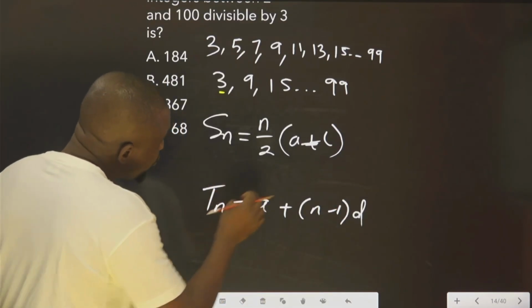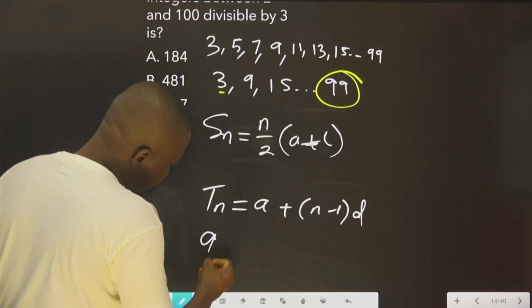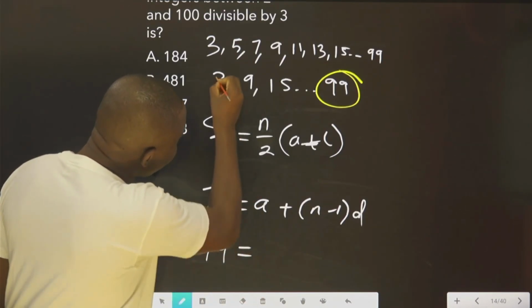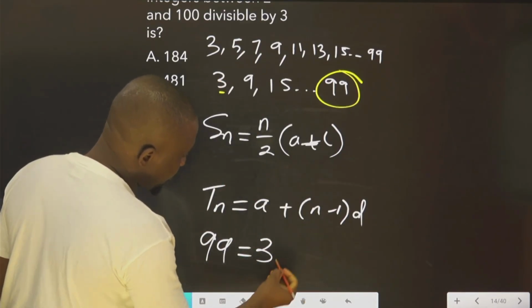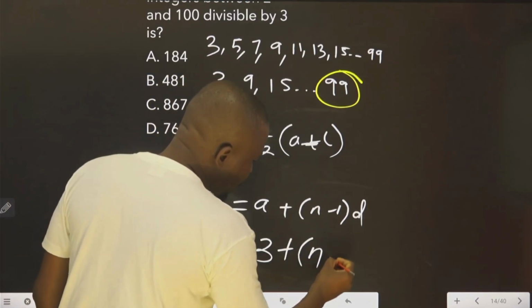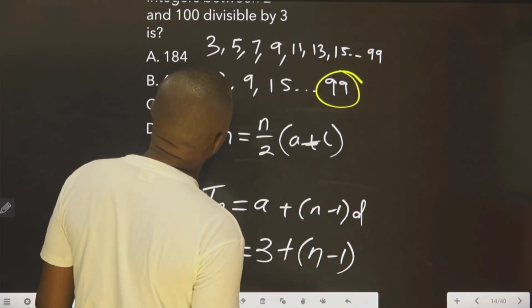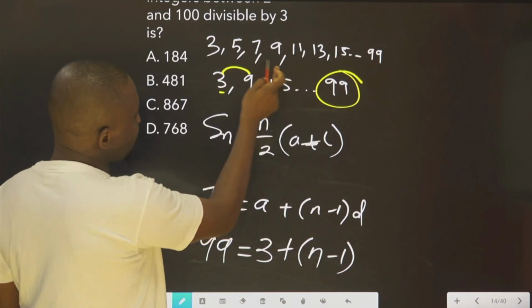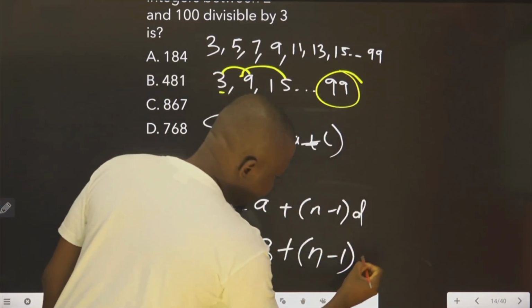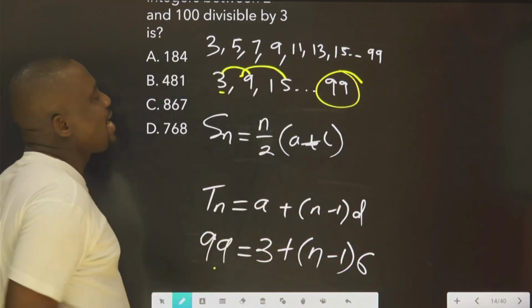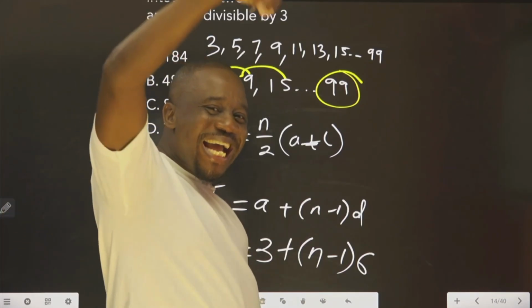Now, all we need to do is put this one. We know the first term. We don't know this. We know the common difference. That is what? This minus this will give us 6. That is 6. Why did I put 99 here? Because 99 is the last term.